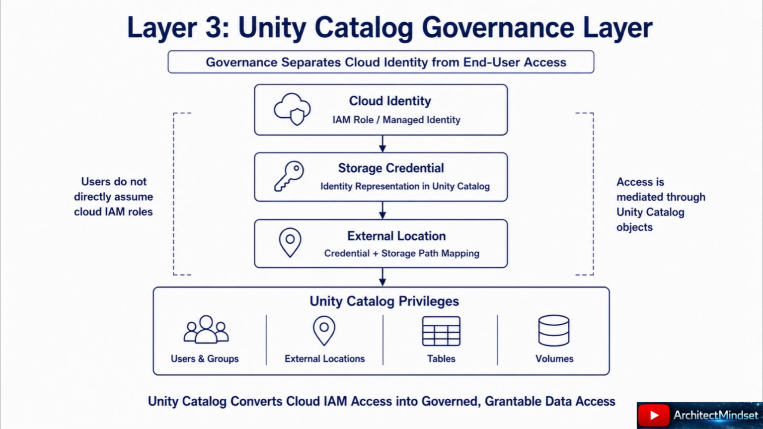The third layer is a Unity Catalog governance layer. Unity Catalog does not ask every user to directly assume the cloud IAM role. Instead, it represents that cloud identity as a storage credential, then maps that credential to a storage path through an external location. Users and groups are then granted Unity Catalog privileges on the external location, tables, or volumes.